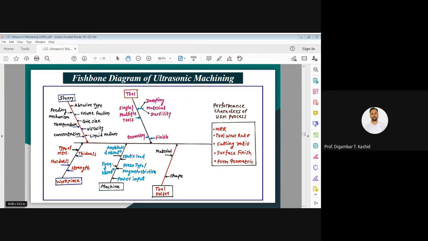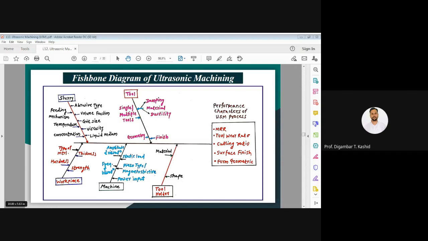Then another important parameter, shown here in pink color, is our tool. In that, whether you are using a single tool or multiple tools, meaning more than one tool used for machining at the same time, which is called multiple tool. Whether you are using a single tool for ultrasonic machining or multiple tools also affects your performance.